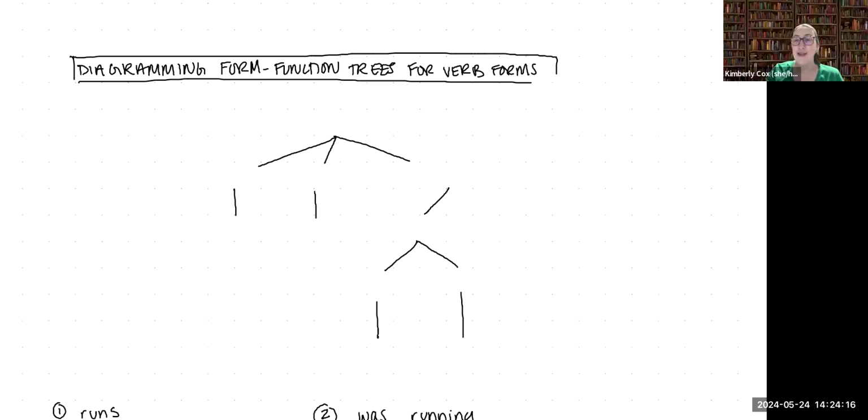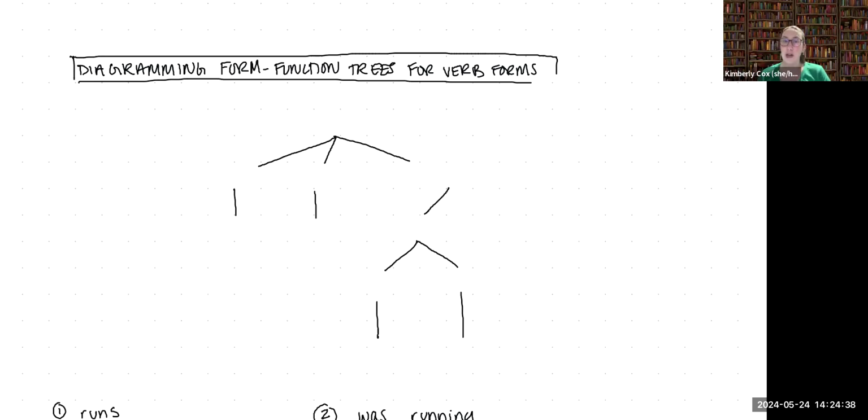Hi everyone. So I want to do a quick tutorial on how to use form function trees to diagram verb forms. So these are going to appear in diagrams that we do. Your book has talked about them a little bit, but I'm going to talk about them just a little bit more concretely so that way everybody has a solid idea.